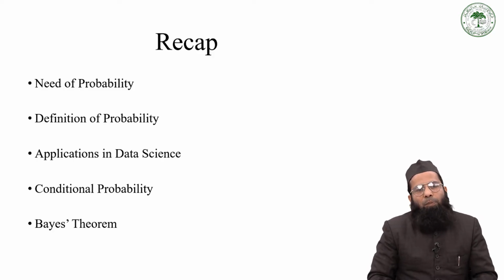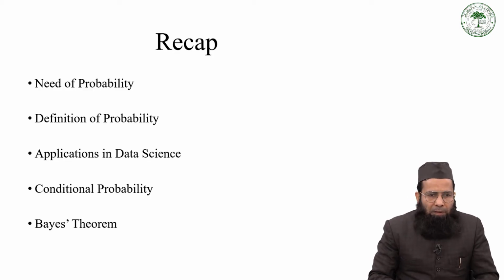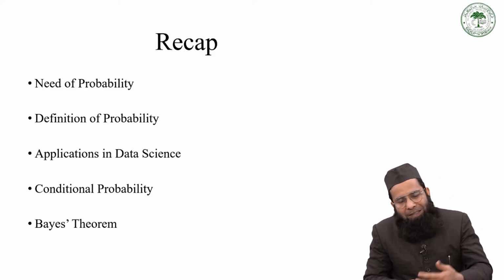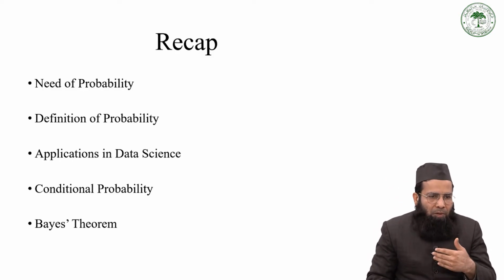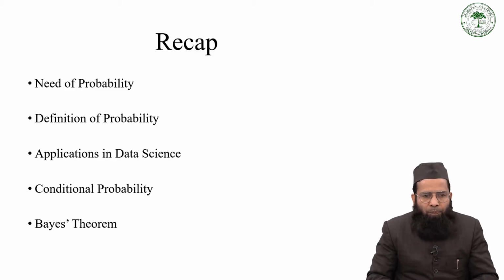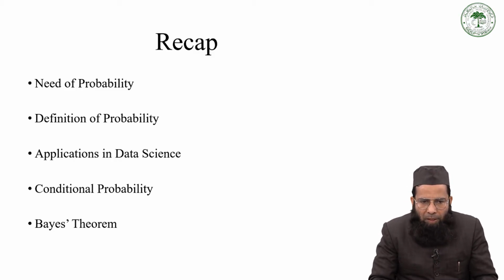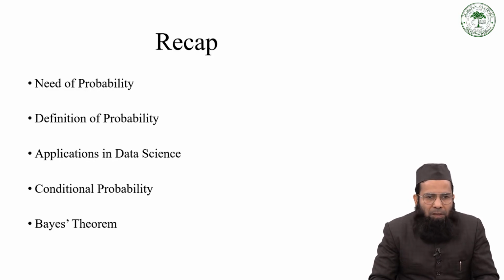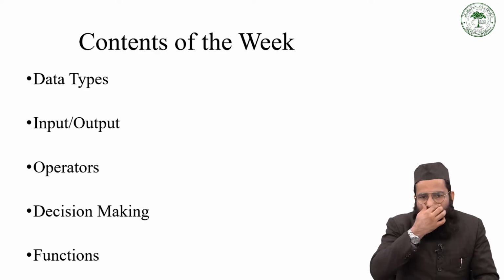We discussed the need of probability and the definition of probability, and the application of probability in data science in case of designing a model or selecting a sampling and so on. We have seen conditional probability as well, and one more extension in the form of Bayes theorem, which is actually used in the naive Bayes model. So these all have been discussed in the last class.